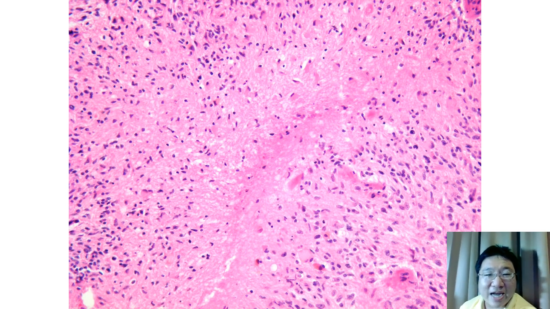Here is another figure demonstrating the necrotic area with pseudo-palisading of the surrounding cells. This is pseudo-palisading necrosis in glioblastoma. This tumor is very bad. Even though the treatment has advanced a lot, survival is still poor, particularly the de novo glioblastoma, the glioblastoma that just happened to be glioblastoma. Glioblastoma may be classified to primary, secondary, but that's fine. I think that is too much for you.